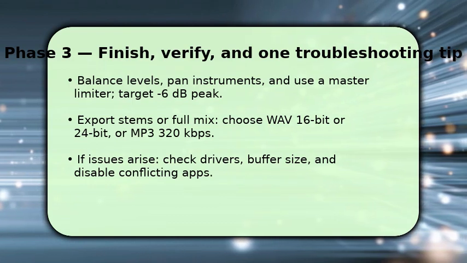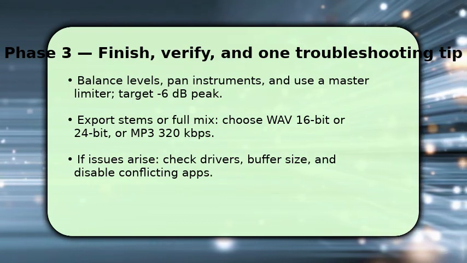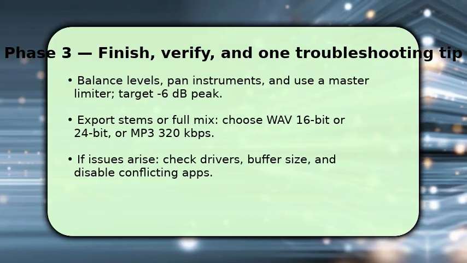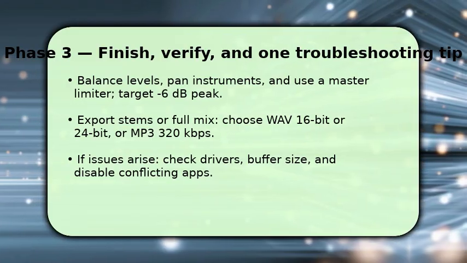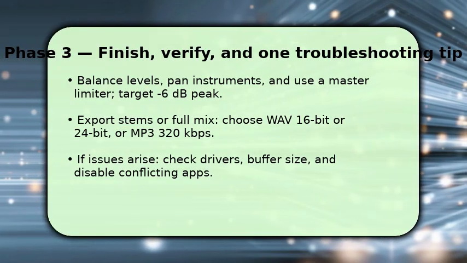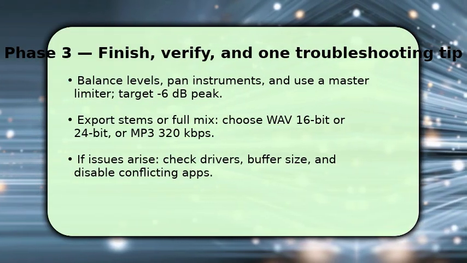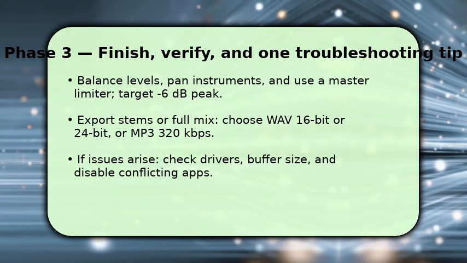Use the master channel limiter to prevent clipping and aim for peaks near -6 dB, so there's headroom for mastering. Once satisfied, export either stems for remixing or a full mix. Choose WAV 16-bit or 24-bit for quality, or MP3 320 kbps for sharing.